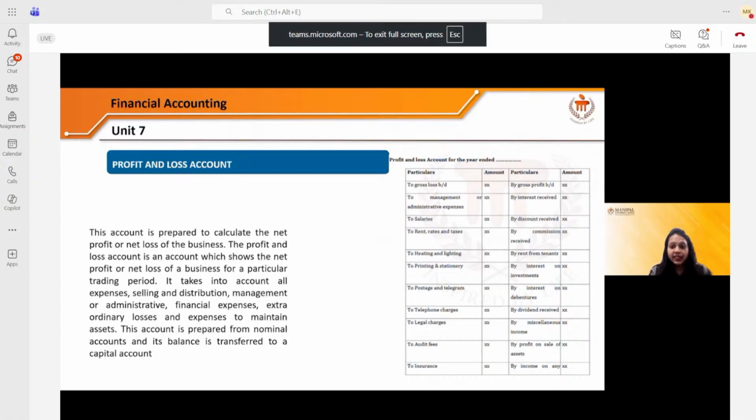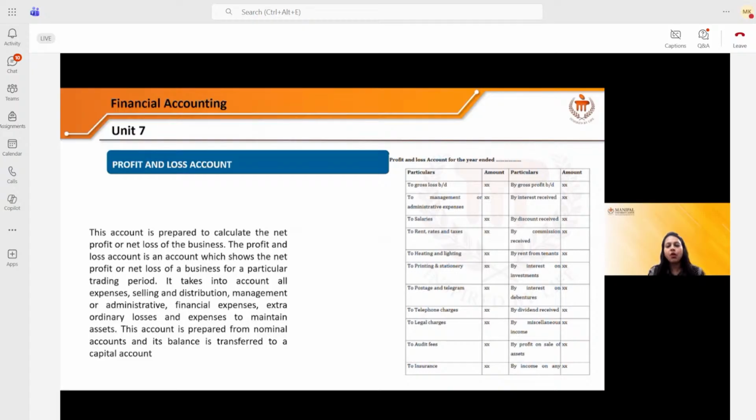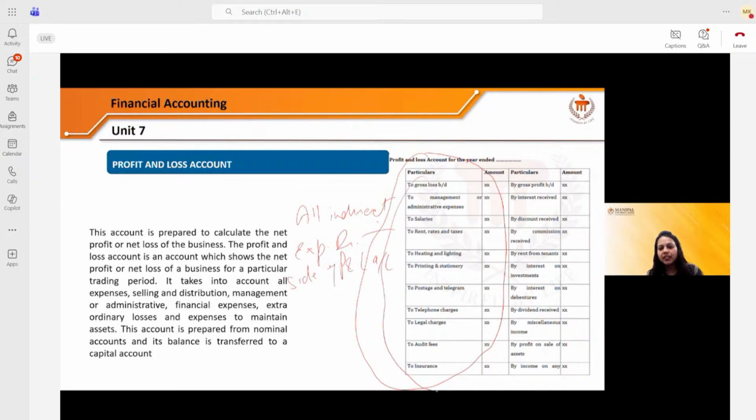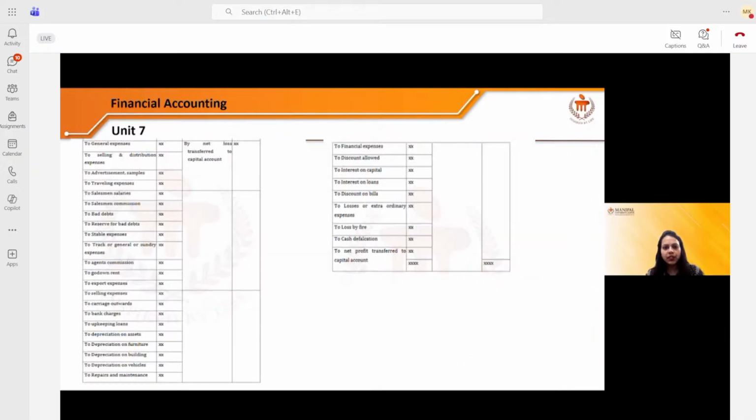Okay, because everything is based on the format. You cannot solve the question if you do not learn the format. So learn that format. That is the debit side of the profit and loss account. So all indirect expenses come in the debit side of the profit and loss account. That is, all indirect expenses. I'm moving to the next.